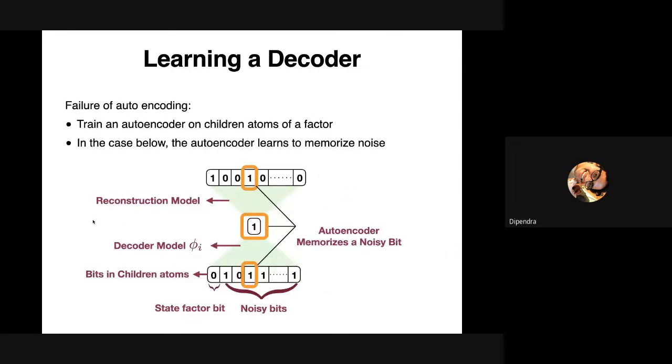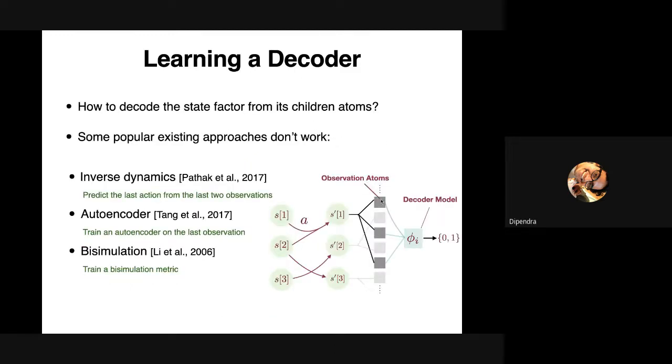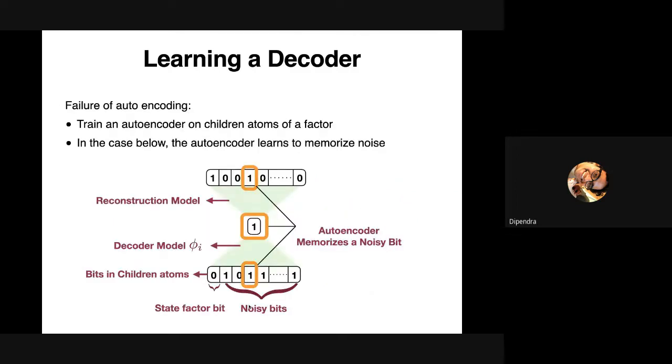So in this case, what we will do is train an autoencoder, which you can imagine as a funnel-like structure, where it takes a complicated input, projects it into a simplified structure, and uses it to reconstruct the original input. And these models are trained by minimizing the reconstruction error. So this is a reconstruction model. This is a decoder phi I, which we will use to recover the value of the state. And we pass it as input all the bits in the children atoms. So this is not the whole observation. This is just the children atoms, which are all the atoms which come from the same factor. The importance of this we will see in a moment.